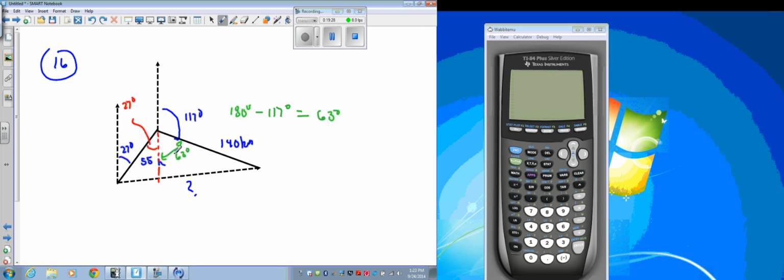Now then, what can we conclude? This angle right here is what? 90 degrees, so this is a right angle, isn't it? Now, we're ready to do what? Pythagorean theorem. So it's a squared plus b squared equals c squared, right?